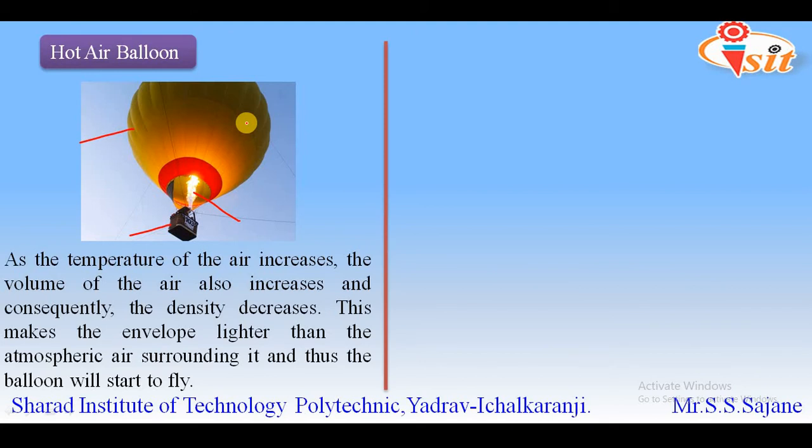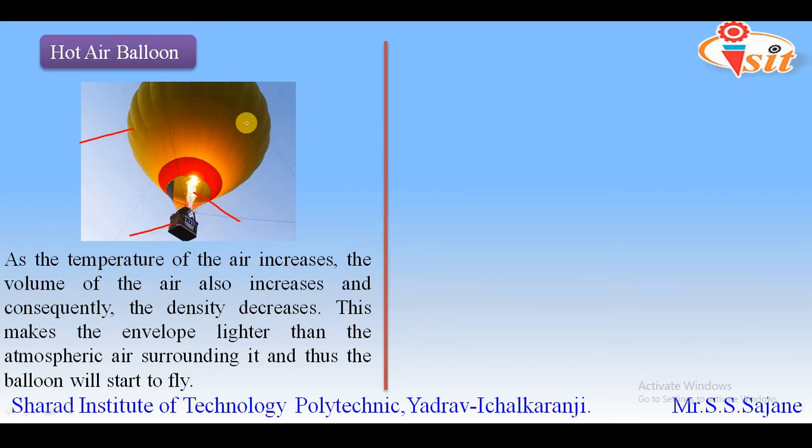So the heat that is developed by the ignition of fuel, that is propane gas, the temperature of the air will increase. Thus, as per Charles' law, the volume of air will also increase, and due to this increase in temperature and volume, the density of the air or gas present inside this balloon will decrease as compared to the atmospheric air surrounding this balloon. Thus, due to this density difference, the balloon will get lifted, and thus it will fly in the atmosphere. So this was the application of Charles' law.